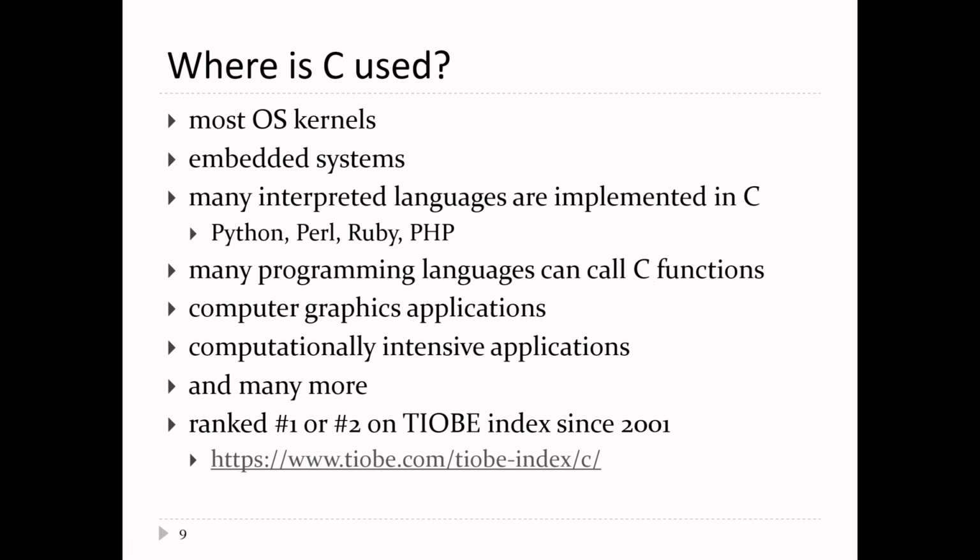Computer graphics applications are often C or C++, so all your video games are probably C++ or C. Anything that's computationally intensive is either C or Fortran. And many, many more. If you're building a really, really large system, C++ is probably slightly more common, but you can still build large systems in C. I don't know if you've heard of the TIOBE index. It's a company that basically ranks the popularity of programming languages. C has been the number 1 or 2 language since 2001. It's currently number 2 behind Python. C++ is number 3.